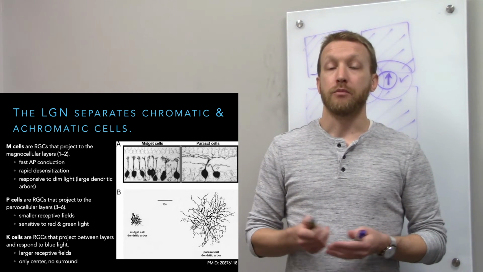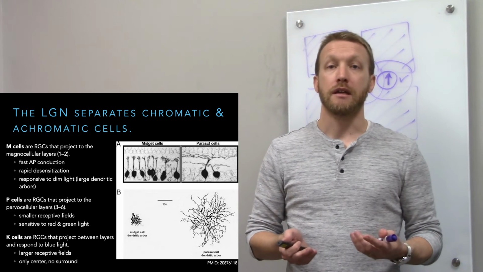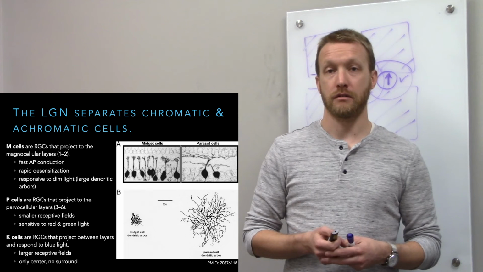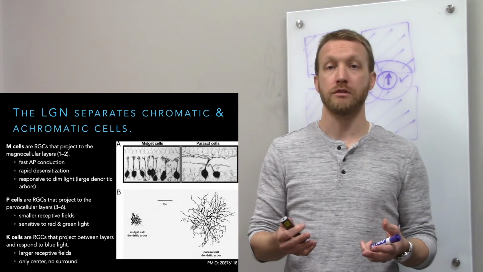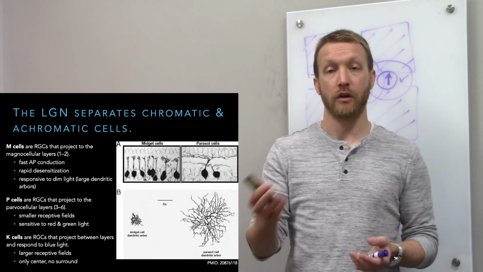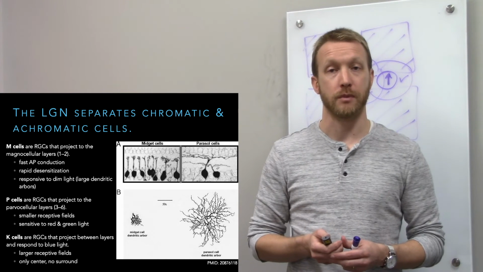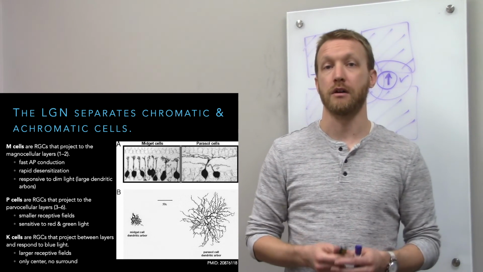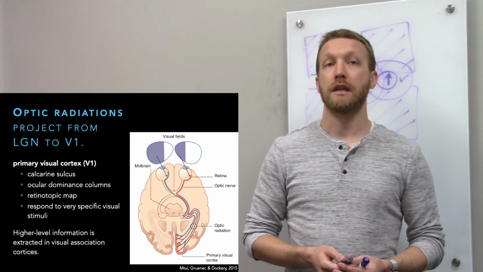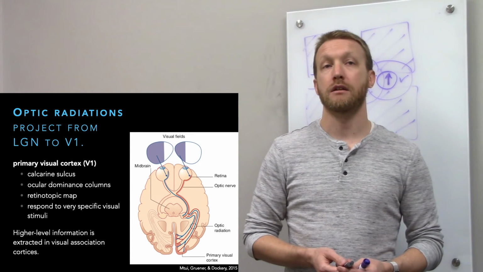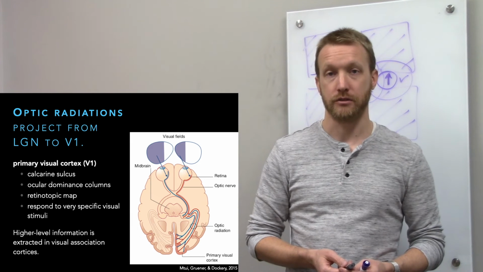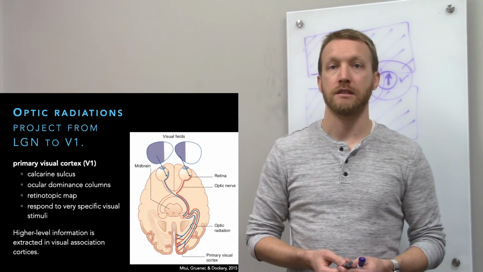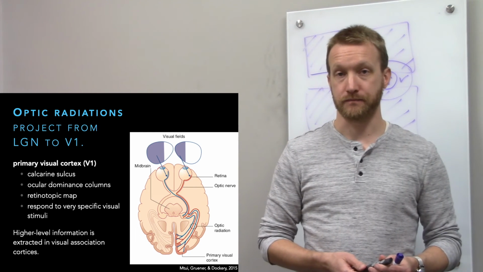So we project to different parts of the lateral geniculate nucleus depending on what kind of information we work with. Rods go to the magnocellular layer. If you get input from cones, you're going to go to either the parvocellular layers, if you respond to red-green, or the coniocellular layers, if you respond to blue. From the lateral geniculate nucleus, we then project along the optic radiations to the primary visual cortex. The primary visual cortex is, of course, in the occipital lobes.